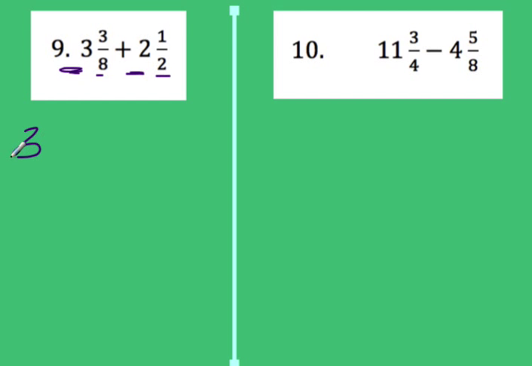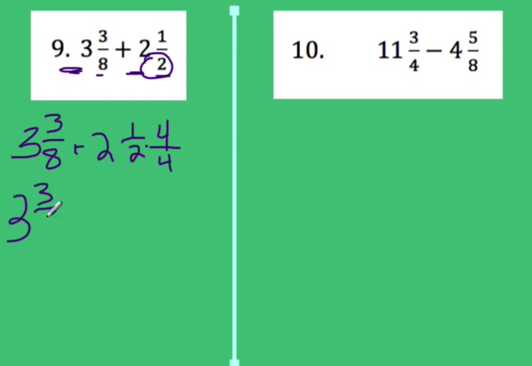Okay, so this first fraction and whole number are going to stay the same. So then I need to ask myself, okay, what do I need to multiply 2 by to get to 8? And I need to multiply it by 4. So I'm going to go ahead and multiply this by 4/4. So then I have 3/3. And then I'm going to have that 2.